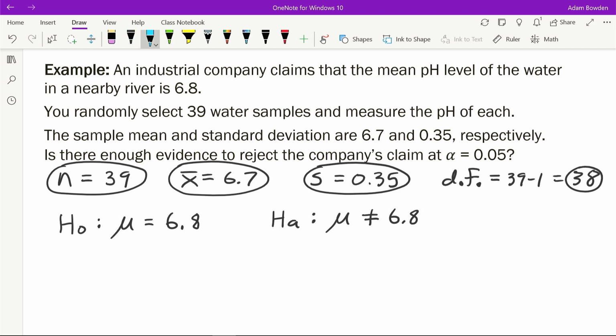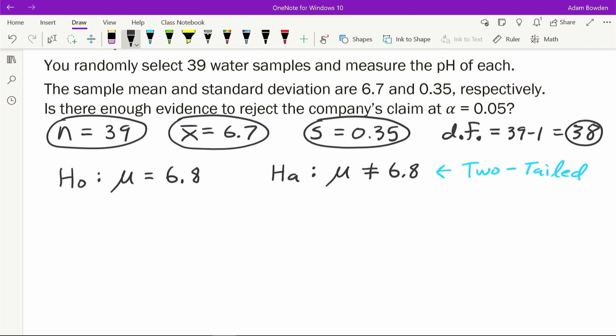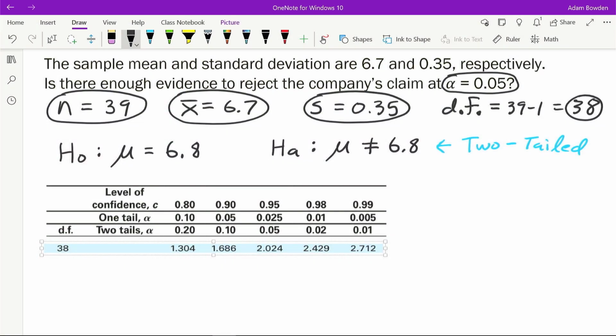So what kind of hypothesis test do we have here? Since it's not equal to, it's again what we call a two-tailed hypothesis test. And so what we're going to do now is look up our information in the table. Alpha and degrees of freedom are the two numbers we need. We're doing a two-tailed test, so let's underline that. Degrees of freedom 38, alpha is 0.05.